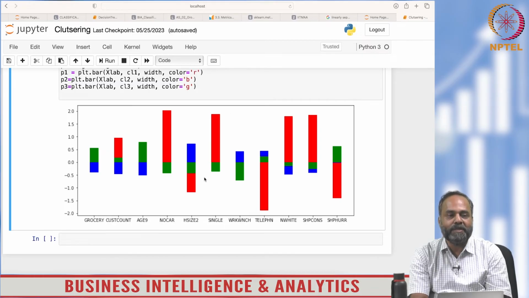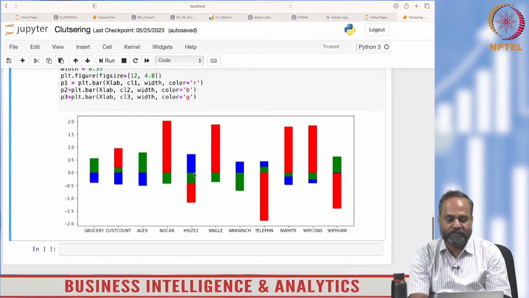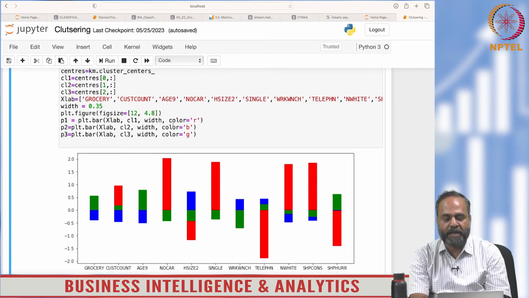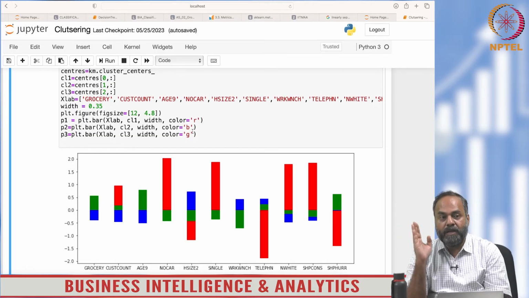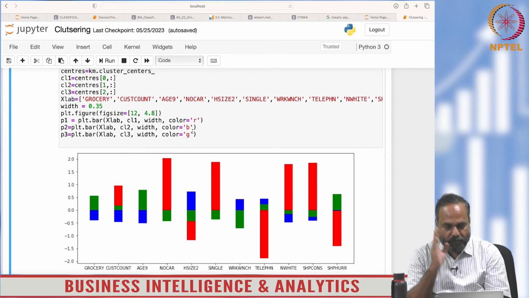The clusters have been given 3 different colors: red, blue and green. These colors were assigned by me. So, there are 3 clusters, the red cluster, the blue cluster and the green cluster. Now, we talked about cluster profiling. What is cluster profiling? That is what you see here: the unique features of each cluster.